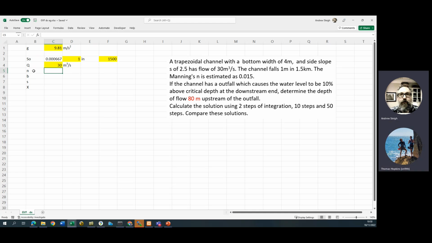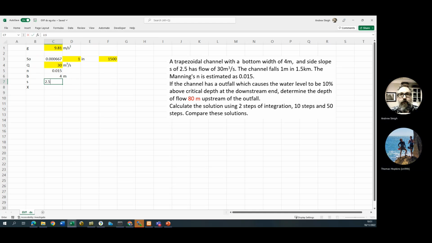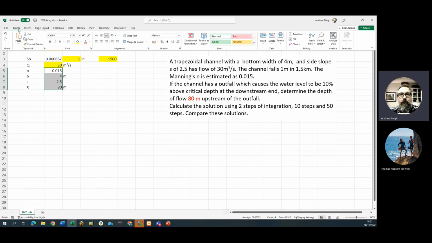Let's just put those values in. So 0.015 for n, bed width was 4 meters. Side slope 2.5. And the distance upstream, we've got this 80 meters. Right, those are all given values. I'm going to colour them in yellow for reference.